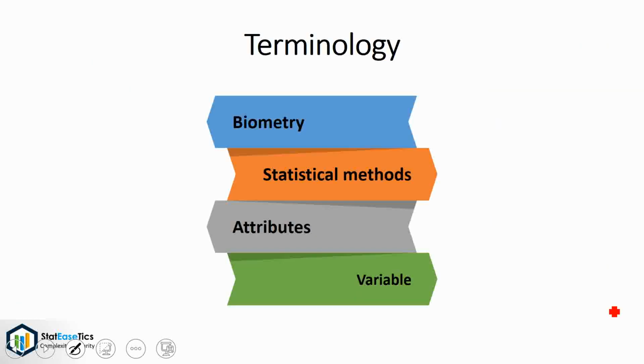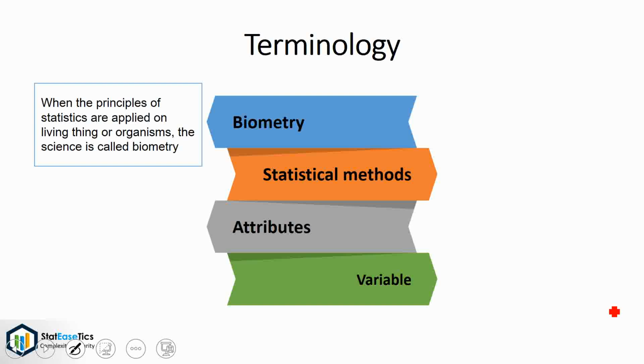Various terminologies associated with statistics are given here. Let's see them. Biometry. When the principles of statistics are applied to living things or organisms, it is called the science of biometry. So, in biometry, we apply the principles of statistics to living things like human beings, animals, etc.